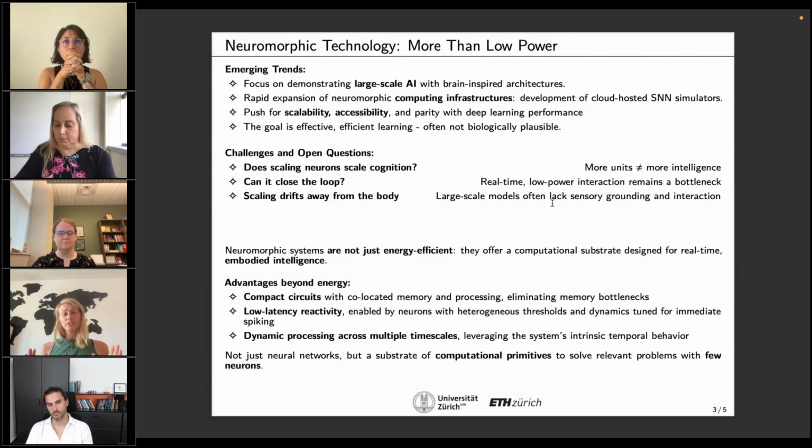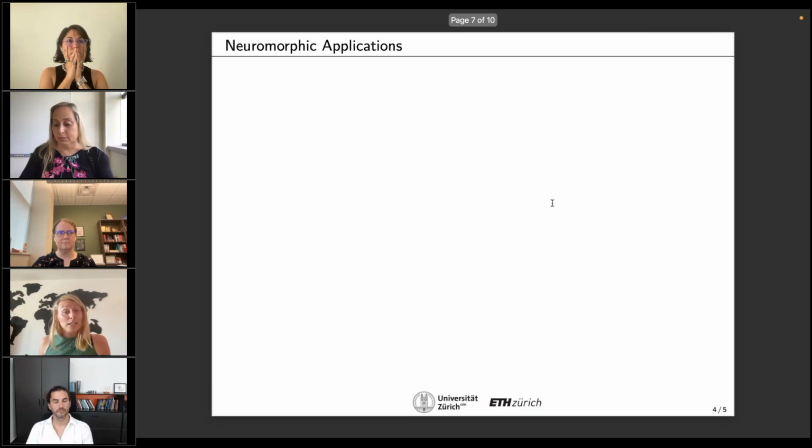And if you think of something that is not just neural networks, but something that we also have in the brain, like having some substructure, like computational primitives, we can still solve relevant problems with a small number of neurons. So we don't have to go to this large-scale model. And this is basically what I do.